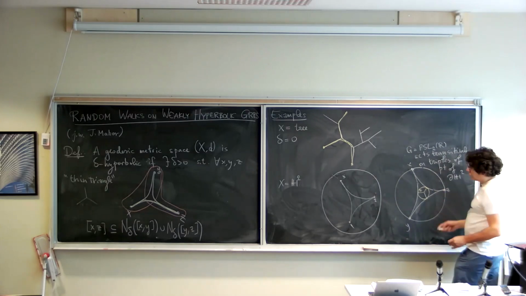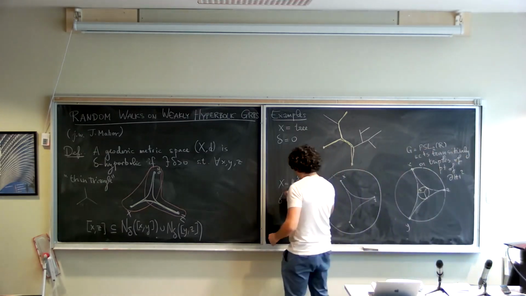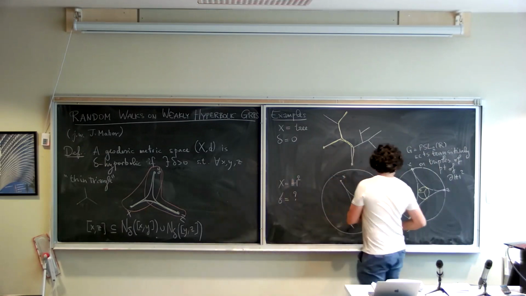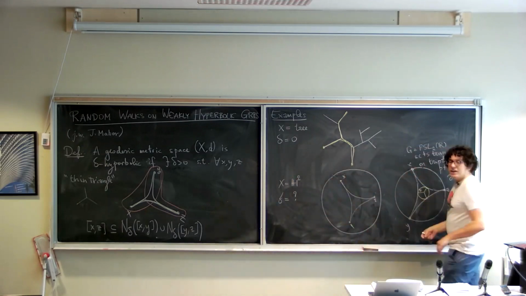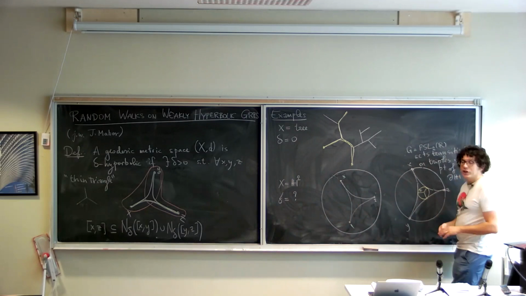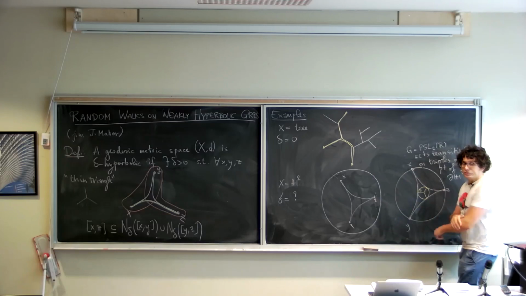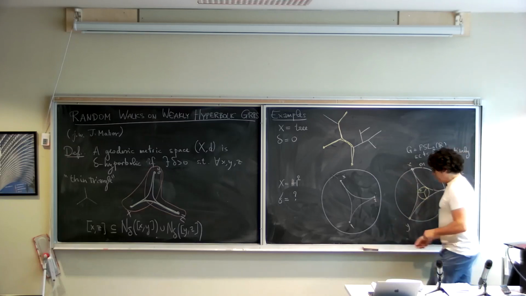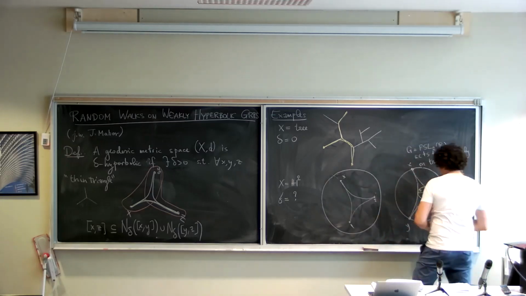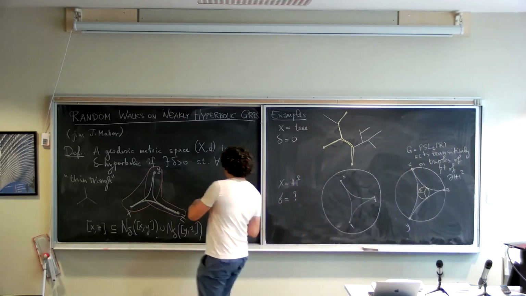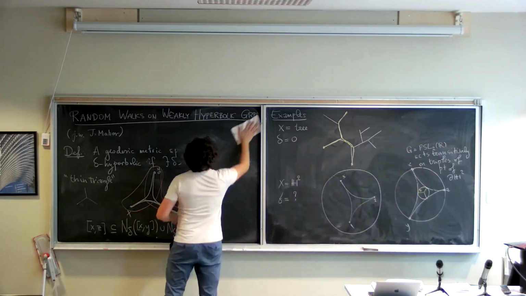And so the question is, what is delta? Well, this is a computation that you can do in this model, if you have time, but there is such a delta. On the other hand, the obvious counterexamples are Euclidean spaces in higher dimension.